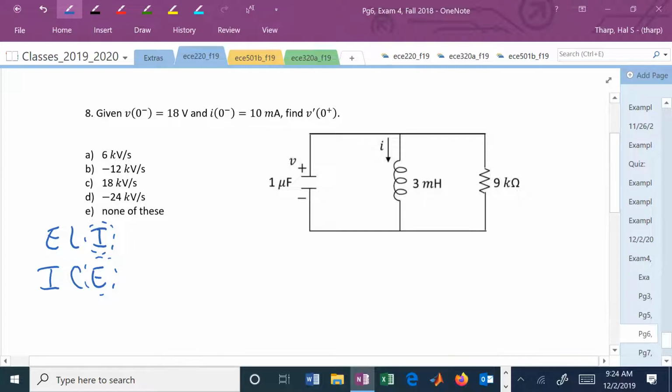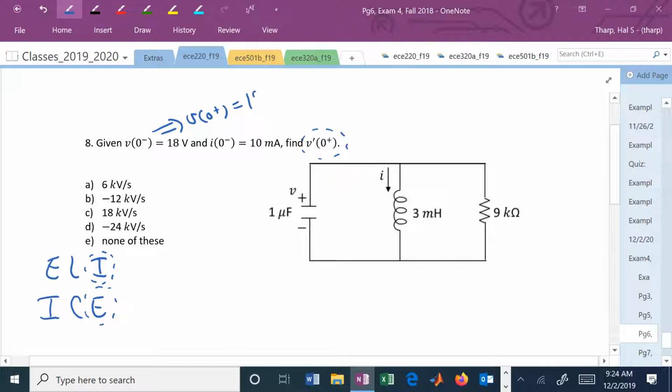And here, we are wanting to know what's the slope or the time rate of change of the voltage of that capacitor at 0 plus. And we're given this voltage at 0 minus. So this now says, oh, that's the capacitor's voltage. We know it now at 0 plus. The I is the inductor's current. We know that then at 0 plus.